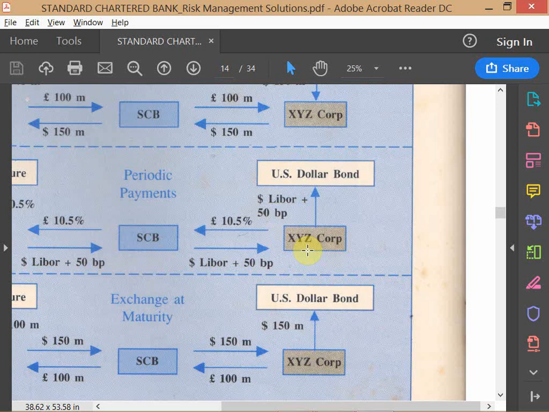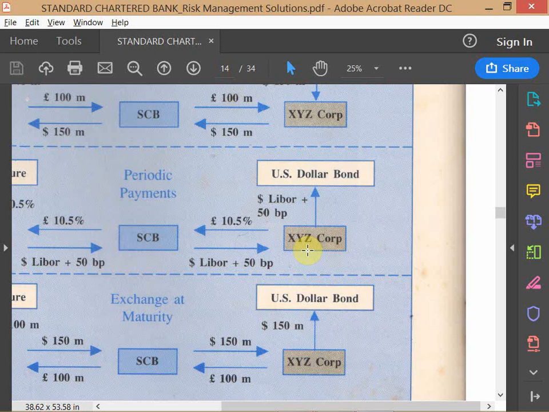So when you see this kind of transaction where XYZ Corp is a British corporation with revenues only in sterling, the general risk management principle is you should match your revenues with your expenses. There should not be a currency mismatch between assets and liabilities. That is not always possible, but that's the desired outcome. So, a prudent risk management principle.